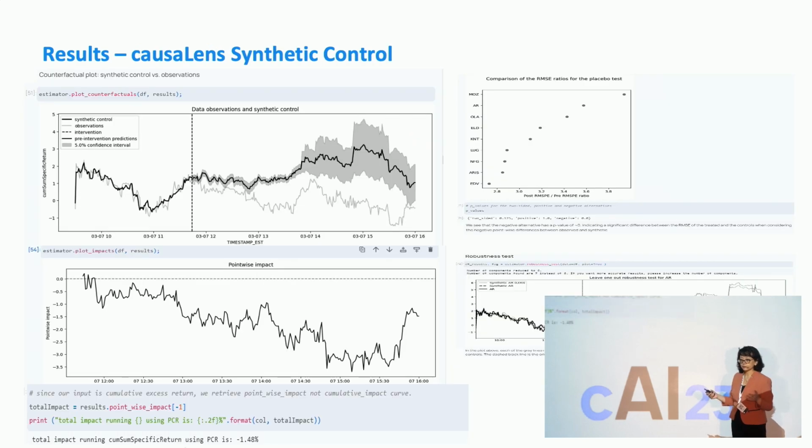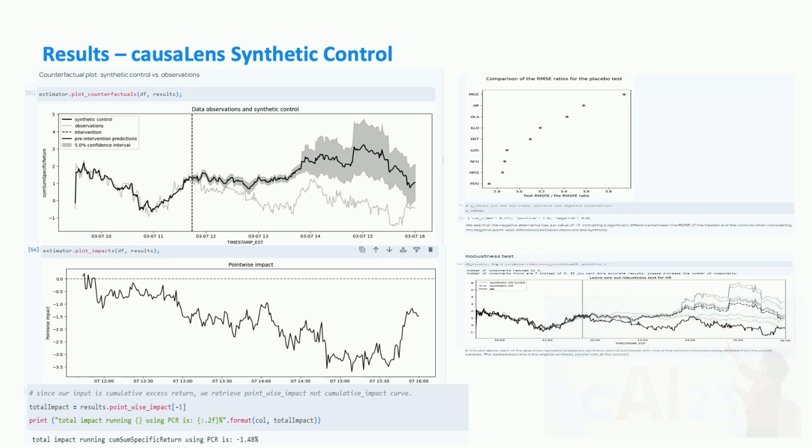By the way, the difference in difference model has equal weights. So that's another limitation. OK, so here we have the CausalLens synthetic control, synthetic intervention results. A very similar graph you saw before. We also have point-wise cumulative return here. And you can see at the bottom of the page, the cumulative impact is also around 1.5. So we have similar results here.